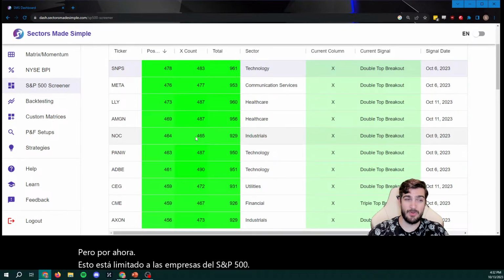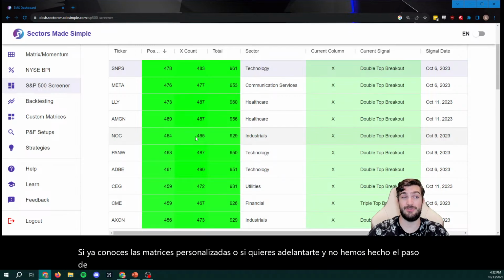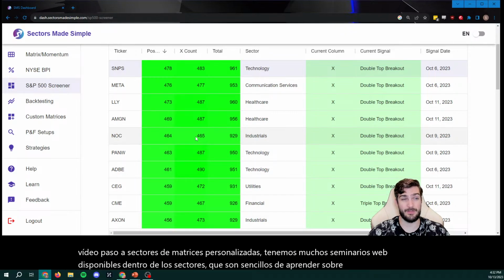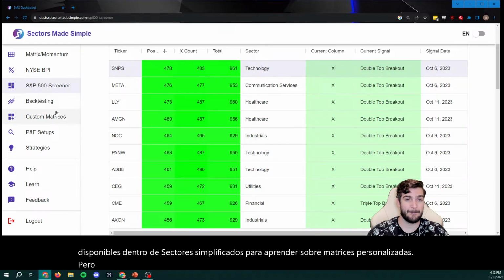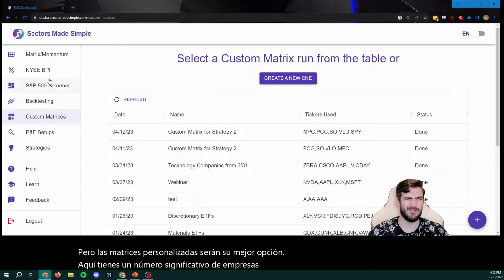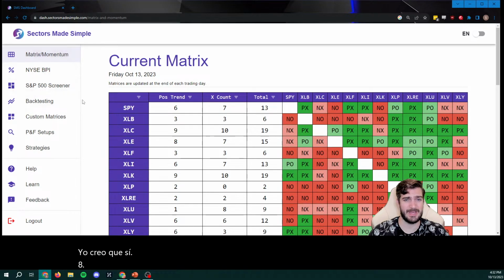If you already know about custom matrices, or if you want to jump ahead, and we haven't done the custom matrix Step Into Sectors video yet, we do have lots of webinars available within Sectors Made Simple to learn about custom matrices. But custom matrices will be your best bet. Over here, you have a significant number more companies to pick from. I think there's 9,000, something like that, stocks and ETFs.